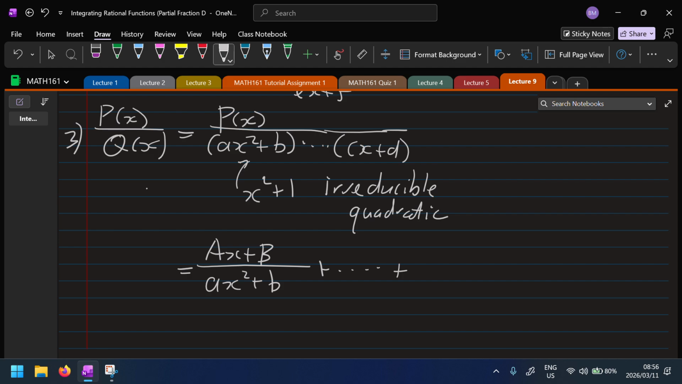And then the last one, we see that's linear at the bottom. So we have a constant at the top. Let's call it c over cx plus d. Okay, so quadratic at the bottom, linear at the top. That's all you need to remember for this one. Okay, and again, you could go for the other cases where it's cubic at the bottom and so on, but I'm not going to test you on that. You'll see some examples in the tutorial. Do them just for practice, but it won't be in the test. Okay, any questions on these three cases?